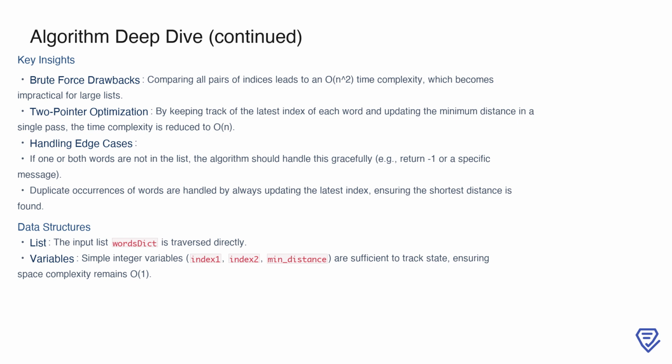The algorithm is robust enough to handle edge cases, such as when one or both words are missing from the list, by returning an appropriate result like -1. It also handles duplicate occurrences of words by always updating the latest index, ensuring that the shortest distance is computed.